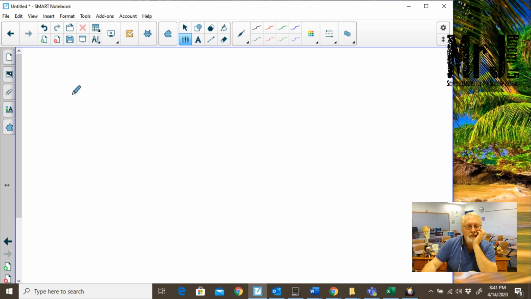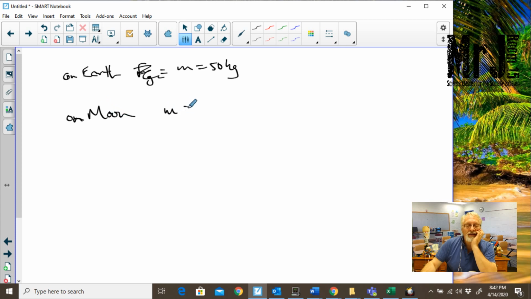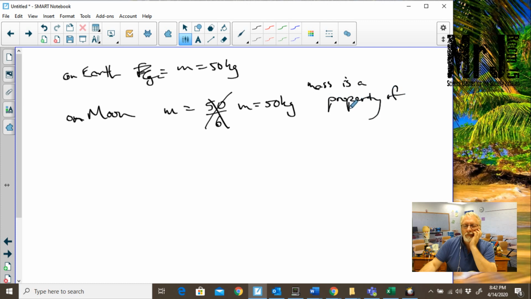All right, so on Earth, the mass is equal to 50 kilograms. On the moon, the gravitational field is 1/6 of what it is on Earth. So the mass is going to be like 50 divided by 6 then, right? No, the mass is still 50. Mass is a property of matter. It doesn't matter where in the universe we take a look at what the mass is. The mass remains the same.